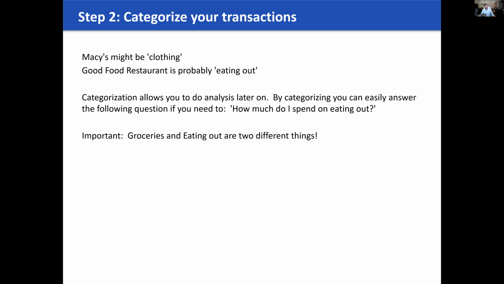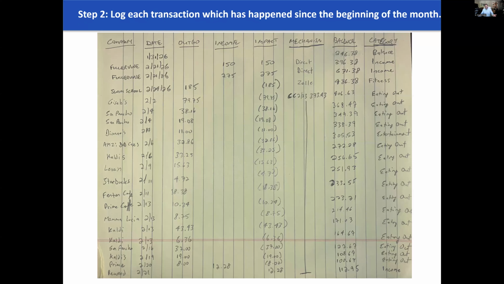So by categorizing the transactions, Macy's is probably clothing, Good Food Restaurant is probably eating out. It helps us do analysis later on. I might say, hey, where's all my money going? And if I go back to the last slide, I can say, oh, most of it's going to eating out. Good to know. That's why it's helpful to do that categorization.